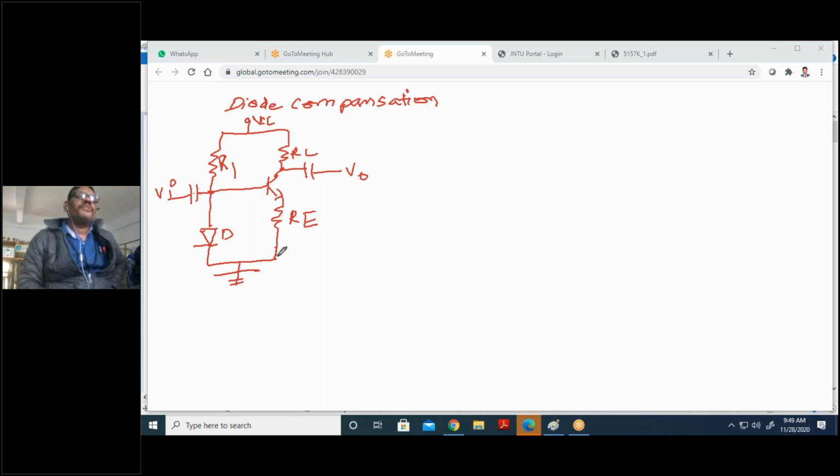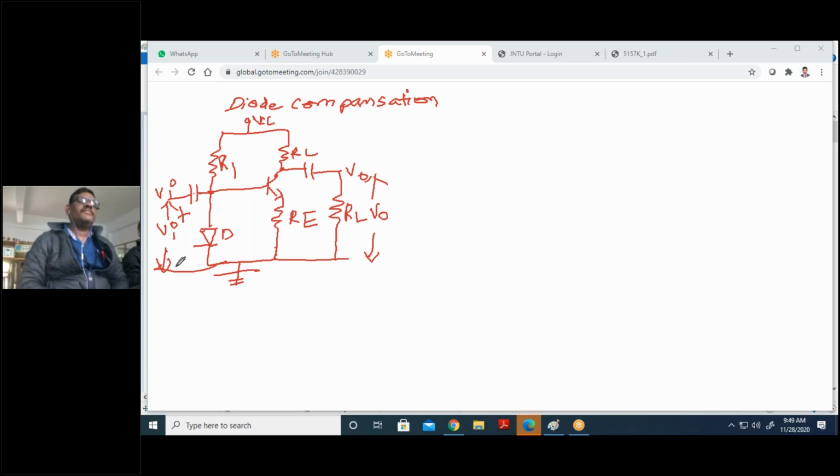Now the load is connected to the output coupling capacitor. This is RL, the load resistance, and the output is across RL. Here the input is between base and ground, so positive is connected to the base and negative to ground. Here the output is also positive at the collector and negative at ground.